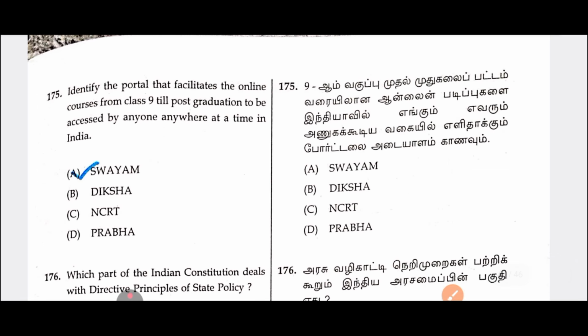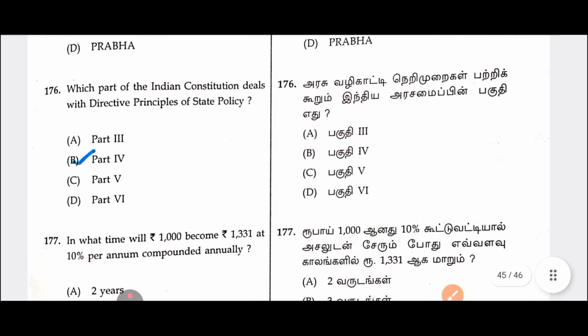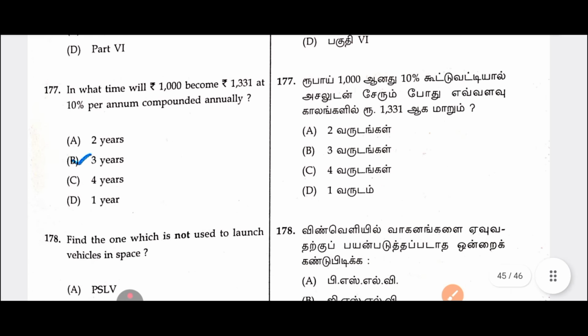Identify the portal that facilitates the online courses from class 9 till post graduation to be accessed by anyone, anywhere, at a time in India. Swayam. Which part of the Indian Constitution deals with the directive principles of state policy? Part 4. In what time will rupees 1000 become rupees 1331 at 10% per annum compound annually? 3 years.